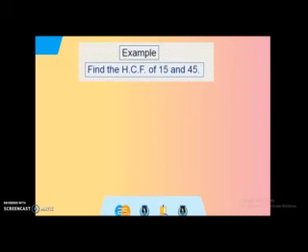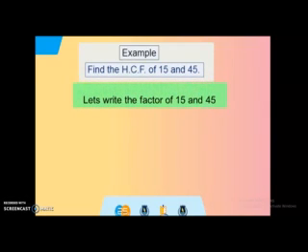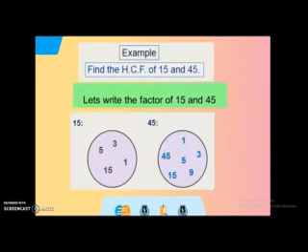Find the HCF of 15 and 45. We have to find the HCF of 15 and 45. For that, we will first of all write the factors of 15 and 45. The factors of 15 are 1, 3, 5, 15. And the factors of 45 are 1, 3, 5, 9, 15, 45. All these are the factors.